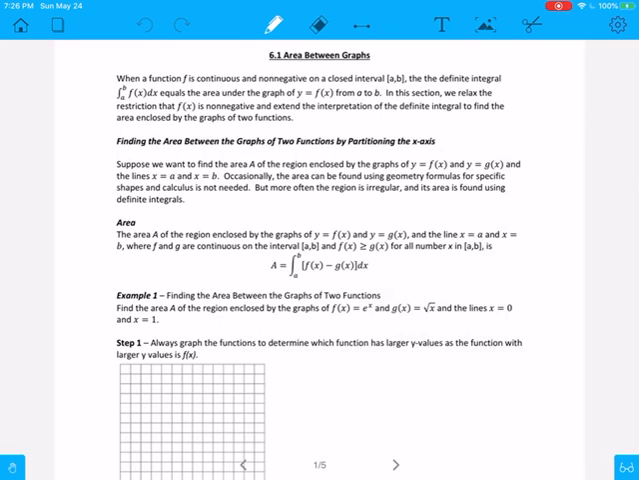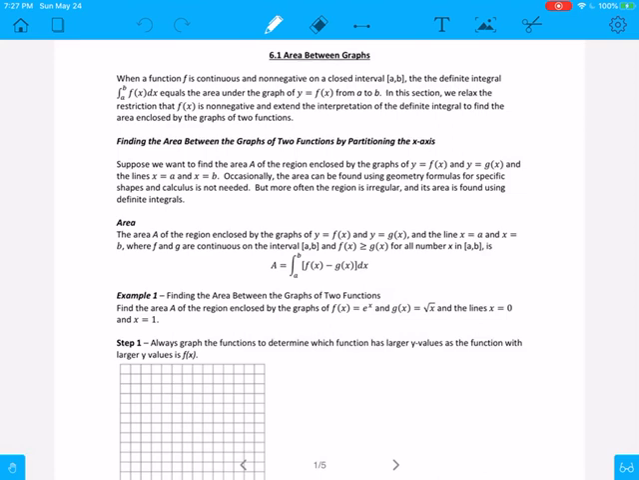So, finding the area between the graphs of 2 functions by partitioning the x-axis. Suppose we want to find the area A of a region enclosed by the graphs of y equals f of x and g of x and the lines x equals a and x equals b. So you say you have a graph below and a graph above, and you're trying to find the area between those graphs between 2 x values. Okay?